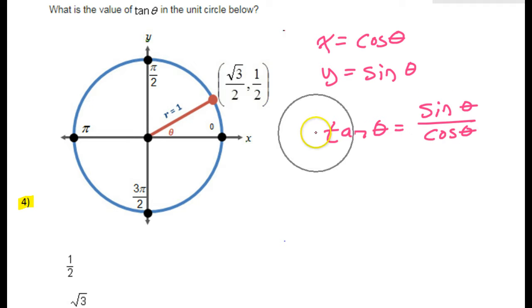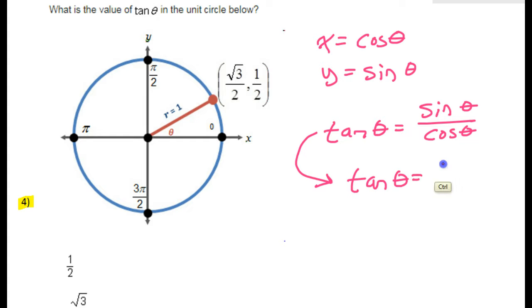Okay? Which means, if I link all this together, that the tangent function is y over x. Because sine over cosine, that's y over x. So if you don't have this memorized, write all of that down.